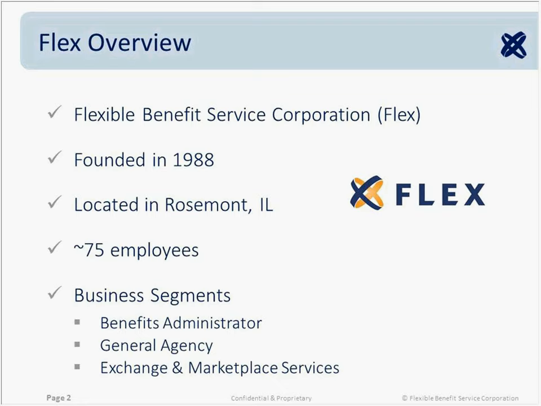We were founded in 1988, and August 1st marked our 28th year in business. We are headquartered in Rosemont, Illinois, a suburb of Chicago, and we have approximately 75 employees. We have 3 primary business segments. We are a third-party benefits administrator for employers nationwide. We are a general agency. Sometimes people refer to us as a wholesale insurance distributor. And we also have a sister company we partner with to offer health insurance exchange and marketplace services.